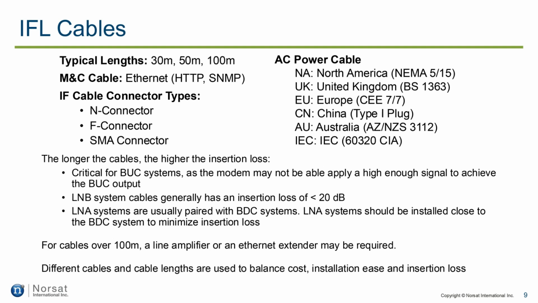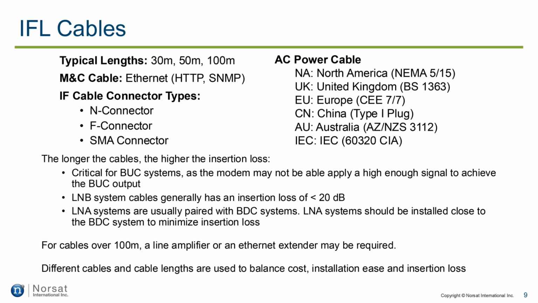In a redundant switch system, cable length plays a crucial role in signal quality due to insertion loss. The longer the cable, the more signal degradation occurs. This is particularly critical for BUC, block-up converter systems, where the modem needs to provide a strong enough input signal. If the insertion loss is too high, the BUC may not receive sufficient power to achieve the desired output. For LNB systems, insertion loss is carefully designed to be below 20 dB, ensuring that received signals remain strong.